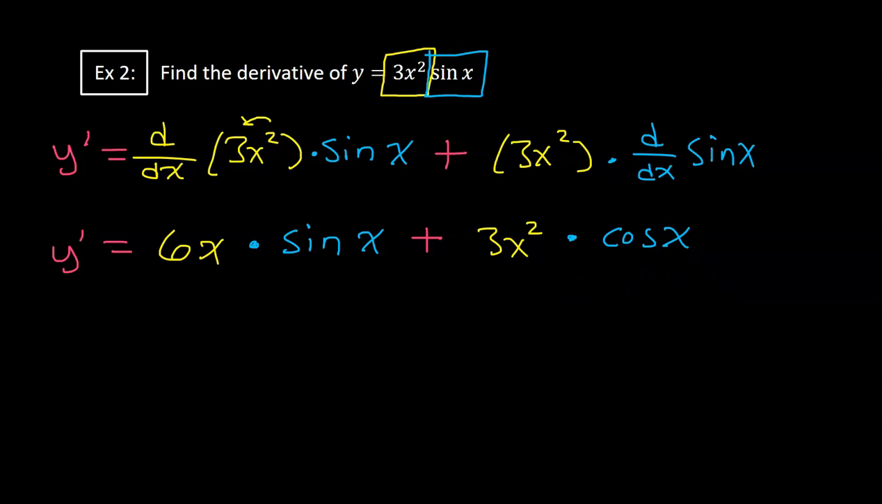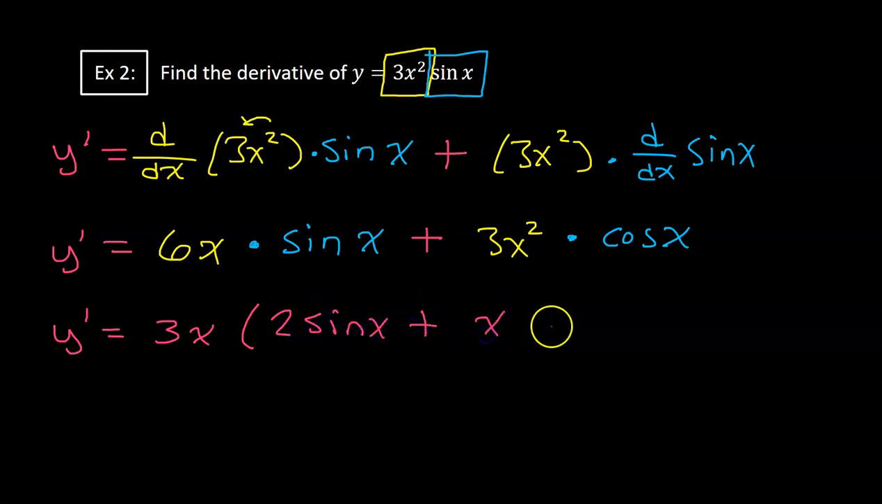Actually, there isn't much we can do to simplify this down. I noticed that there is a GCF, a common factor of 3x. So I can take the 3x out front, but that's really all we can do. If I take the 3x out front, then we're going to be left with 2 sine x plus x times the cosine of x. And that's as far as it goes. That's the end of example 2.